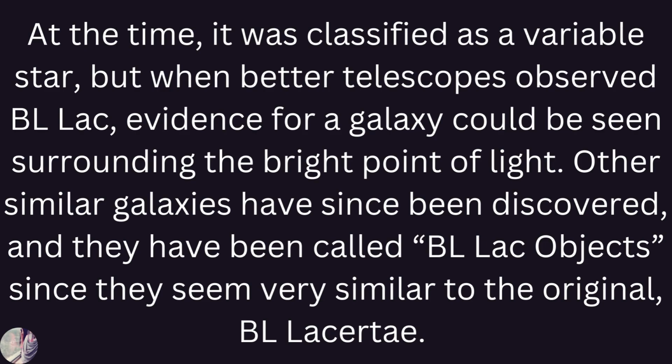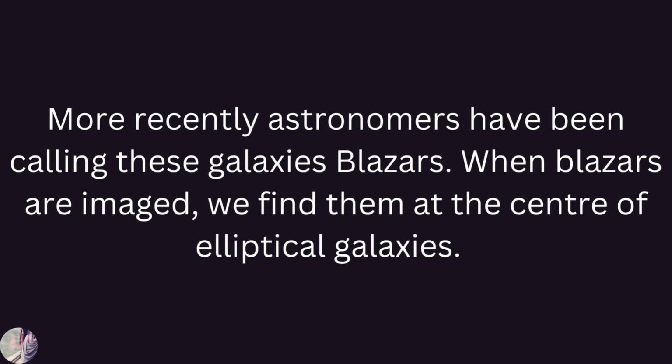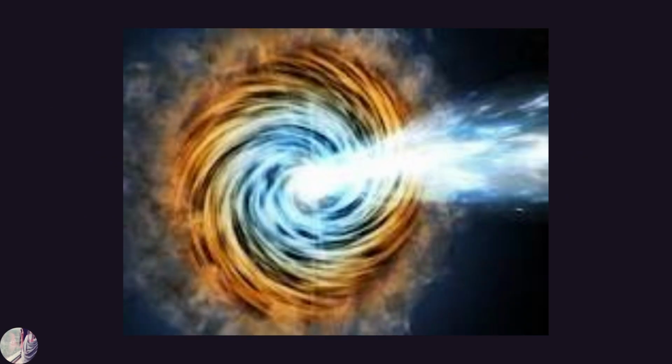At the time, it was classified as a variable star, but when better telescopes observed BL Lac, evidence for a galaxy could be seen surrounding the bright point of light. Other similar galaxies have since been discovered, and they have been called BL Lac objects, since they seem very similar to the original BL Lac. More recently, astronomers have been calling these galaxies blazars. When blazars are imaged, we find them at the center of elliptical galaxies, as represented by this image.